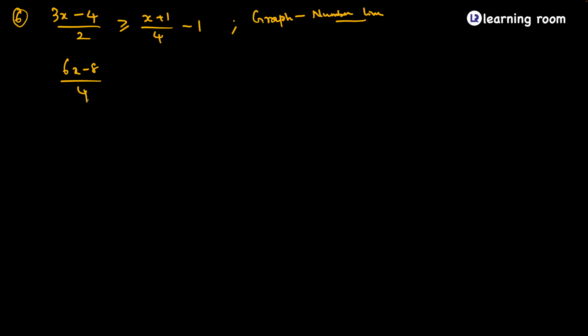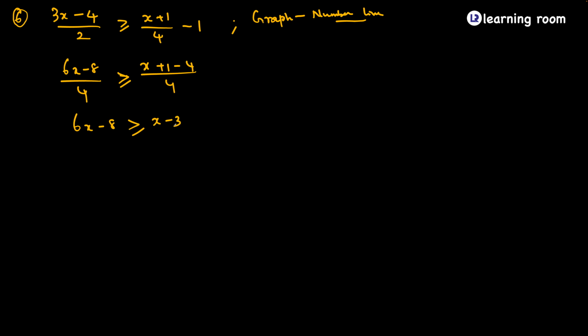Yeah, that also you can do after you take LCM. So both are same. So greater than or equal to (x plus 1 minus 4) divided by 4. Right. Now what you can do, multiply with 4 on both the sides. When you multiply with 4 on both the sides, 4 and 4 get cancelled. So you'll be left with 6x minus 8 greater than or equal to x minus 3.